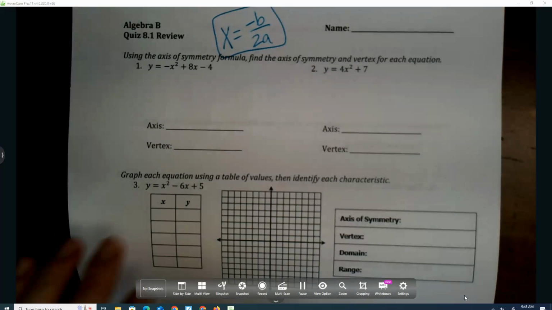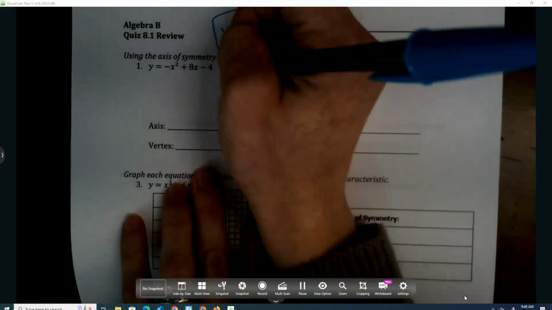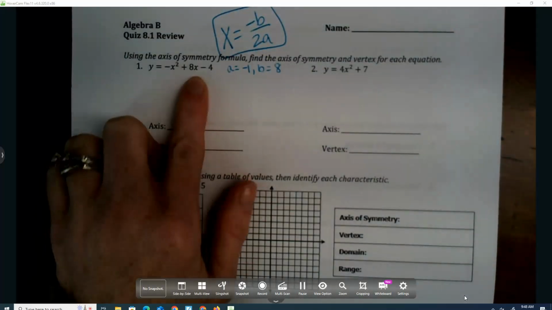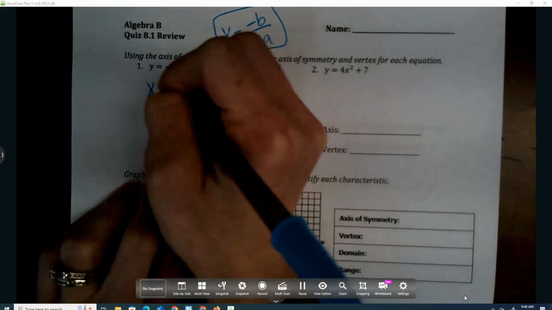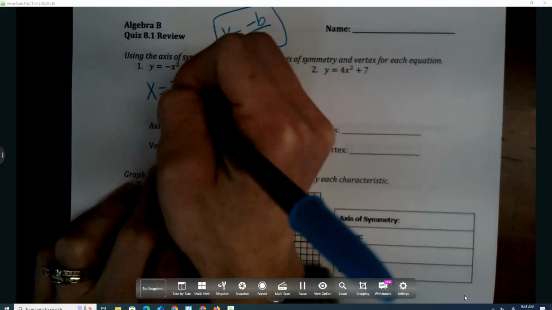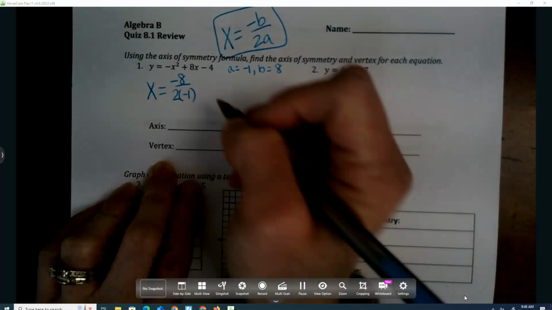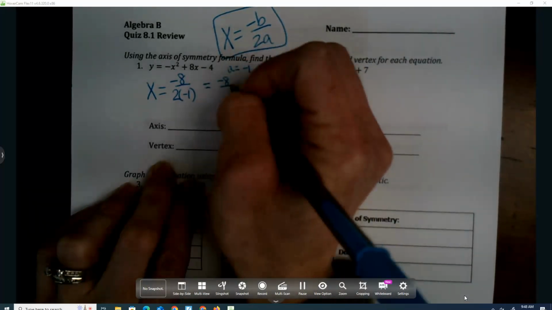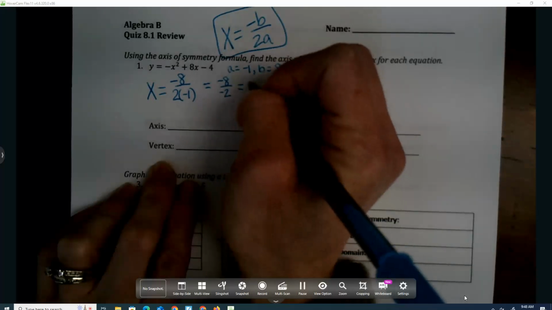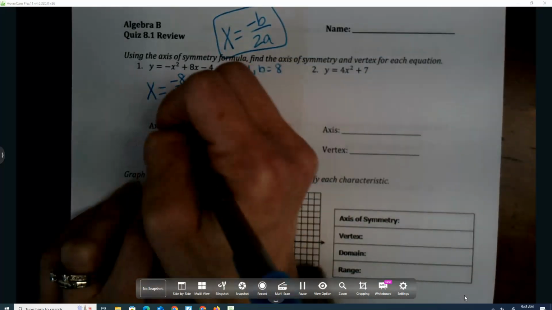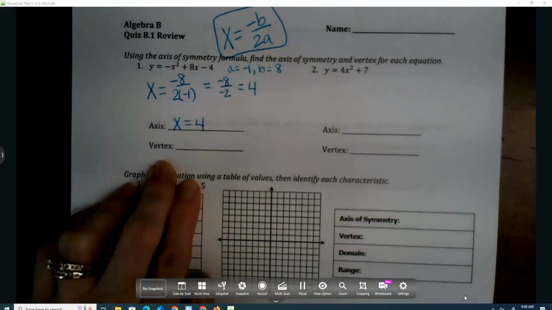Remember, in a quadratic, a is the number in front of x squared. So if it's a negative x squared, my a is negative 1. b is the number in front of x, so my b is 8. The opposite of 8 is negative 8, over 2 times negative 1, 2 times a. So 2 times negative 1 is negative 2. Negative 8 divided by negative 2 is 4. So my axis of symmetry is x equals 4.